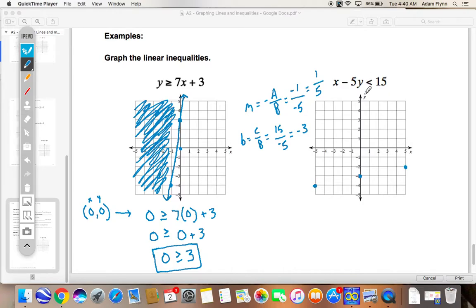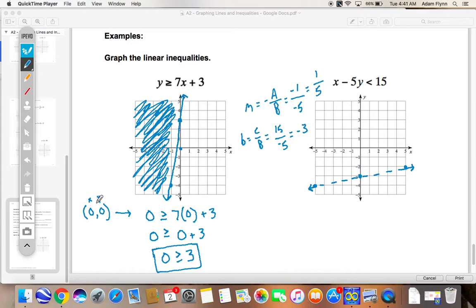4. Here I have a less than sign, so I'll make this a dotted line, or dashed line. Not perfect by any means, but it'll do.